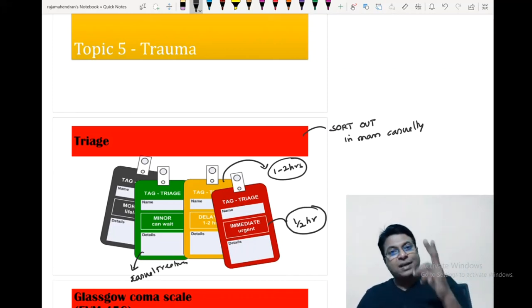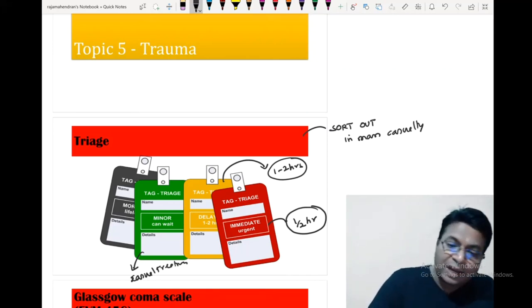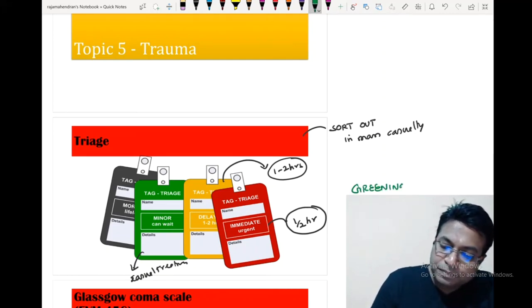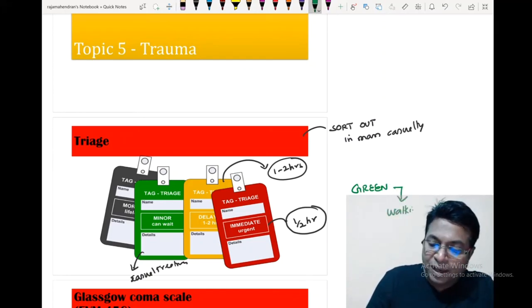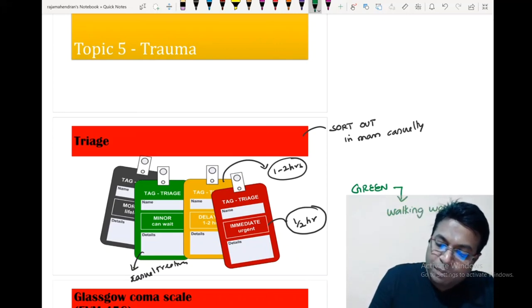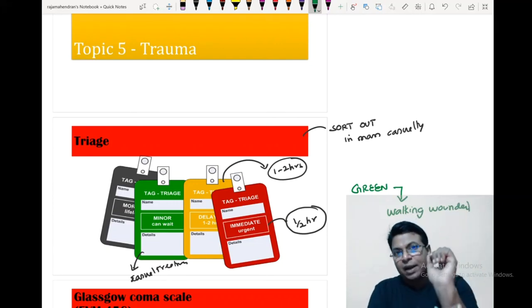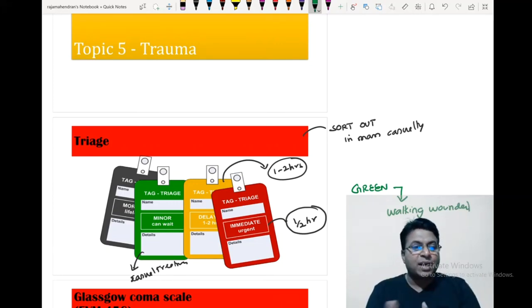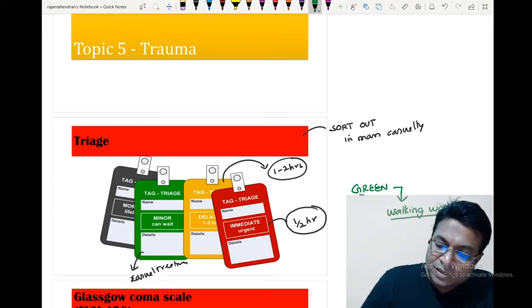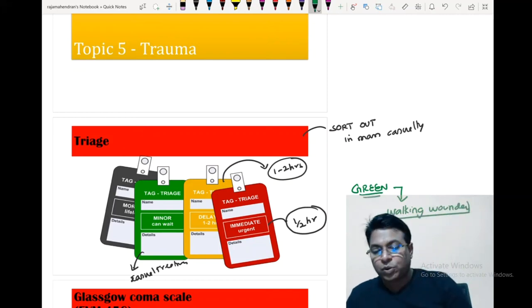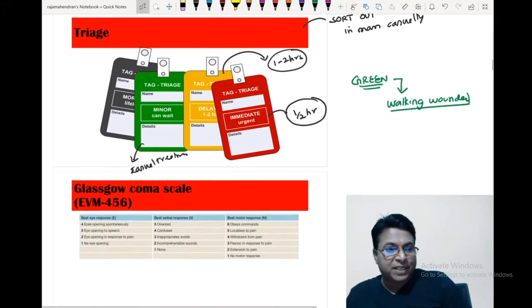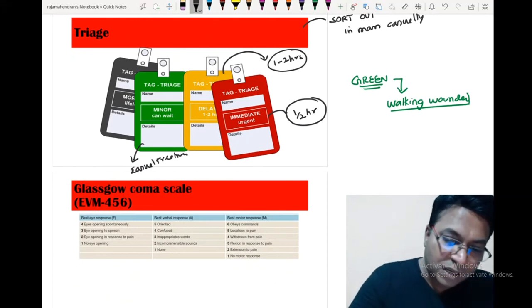So the second important is yellow. The third important is green. The green people are called walking wounded. Green color badge is given for people who can directly come to hospital by themselves. No need to even transport by ambulance. Examples of walking wounded are ulnar fracture, radius fracture, small injuries. So green is walking wounded patients.